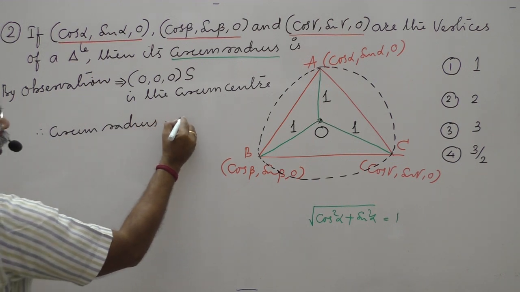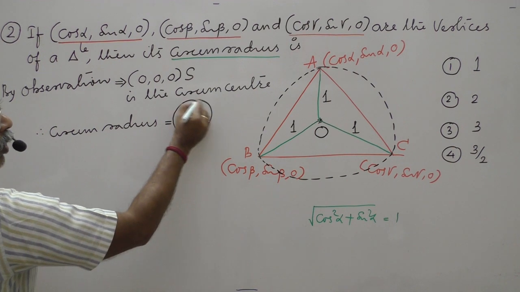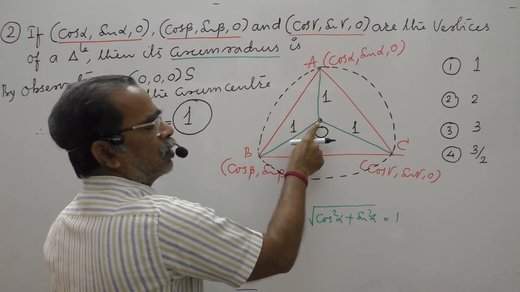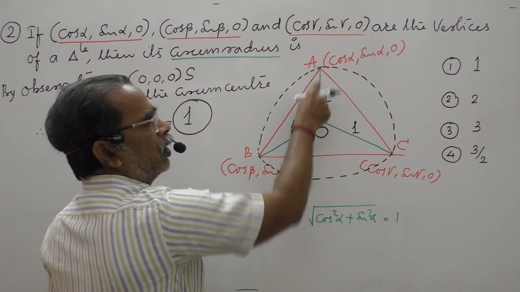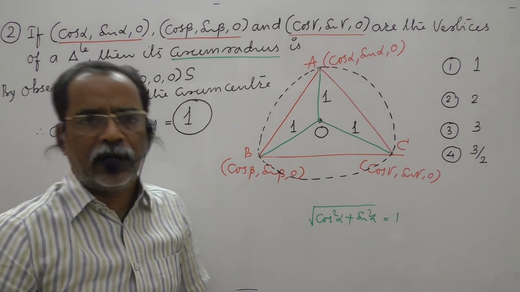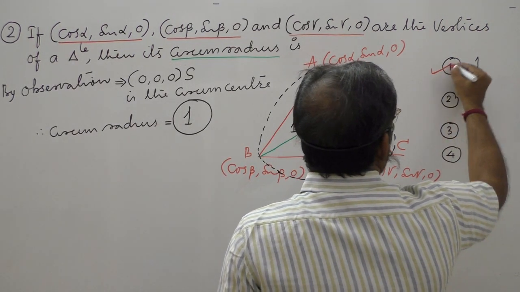What is circumradius? It is the distance from the circumcenter. This is the center of the circle. Radius is the distance from the center to any point on the circle. You see, this is 1. That's all. That is the circumradius. Therefore, the answer is 1. That means the first option.